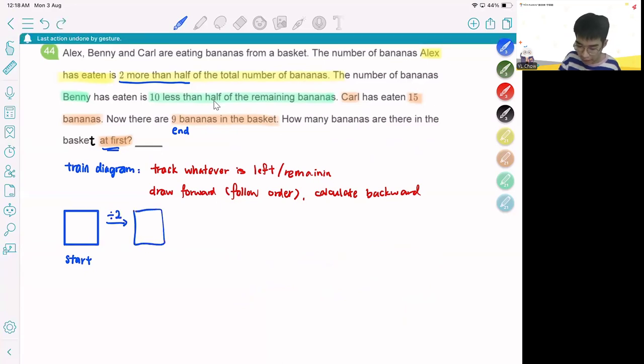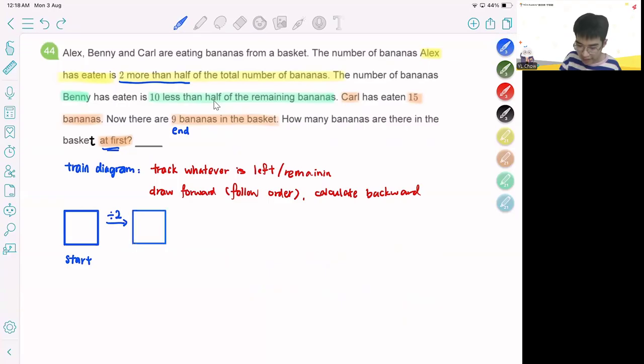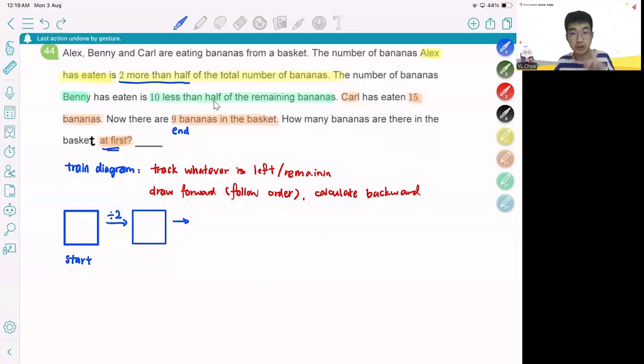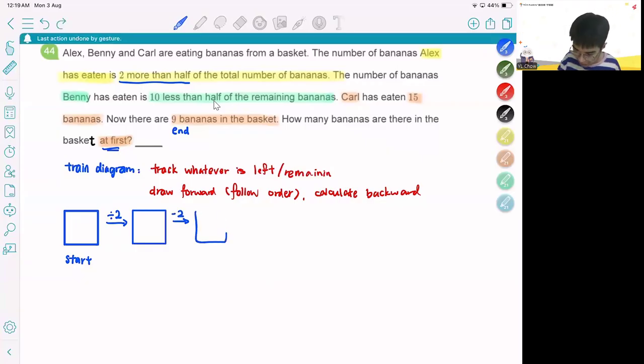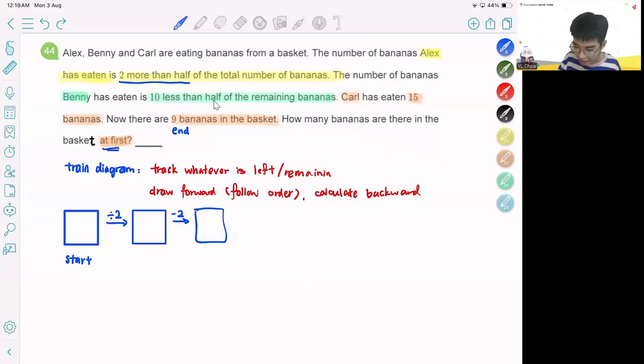Okay, then you can draw another box. But then remember, Alex also takes 2 more. Take 2 more than half means I take away half and then I take 2 more. Whenever I take 2 more, the remaining will be fewer. So it's 2 fewer for the remaining. Okay, so that is for Alex's path.